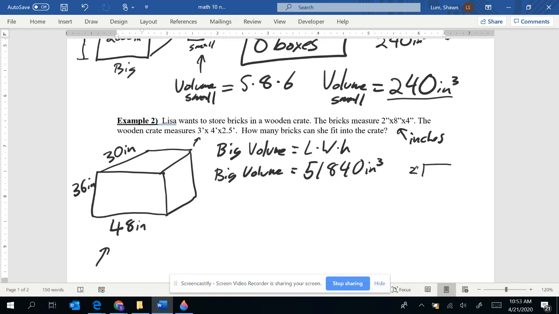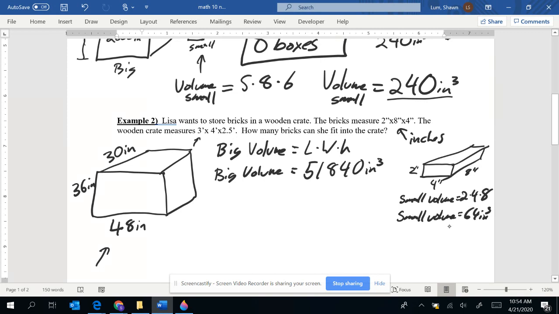by 4 inches by 8 inches. So the volume of this, so I'm going to say small volume, 2 times 4 times 8, and that's going to be 64 inches cubed. So how many of these bricks can fit into this big crate right here?